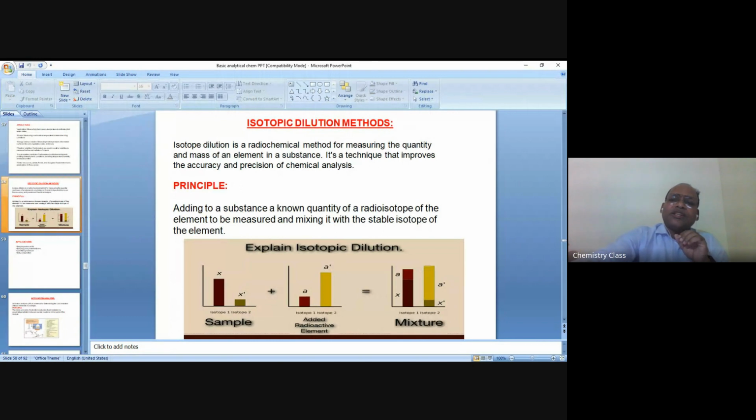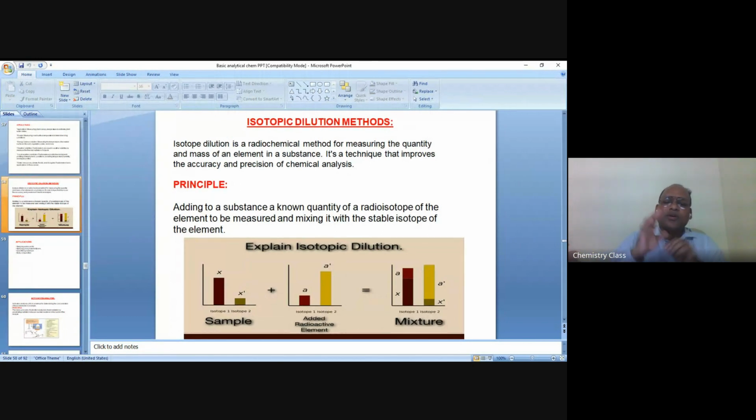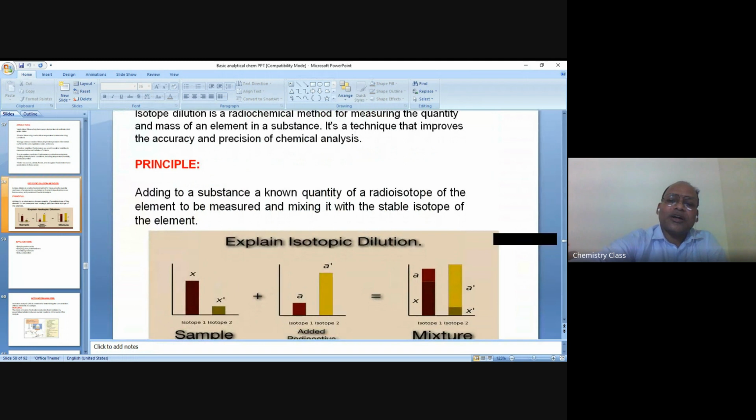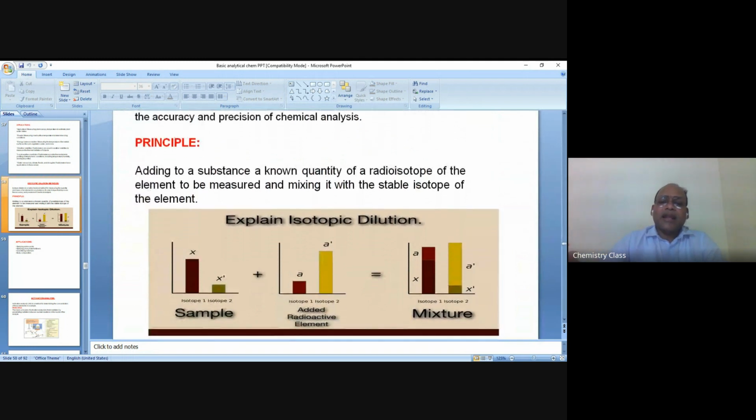This is isotopic dilution. Now let's look at the picture that explains isotopic dilution. You see that the sample contains isotope 1 and isotope 2, plus a radioactive element that is added again. If you look at this picture, you can see the radioactive element being added.